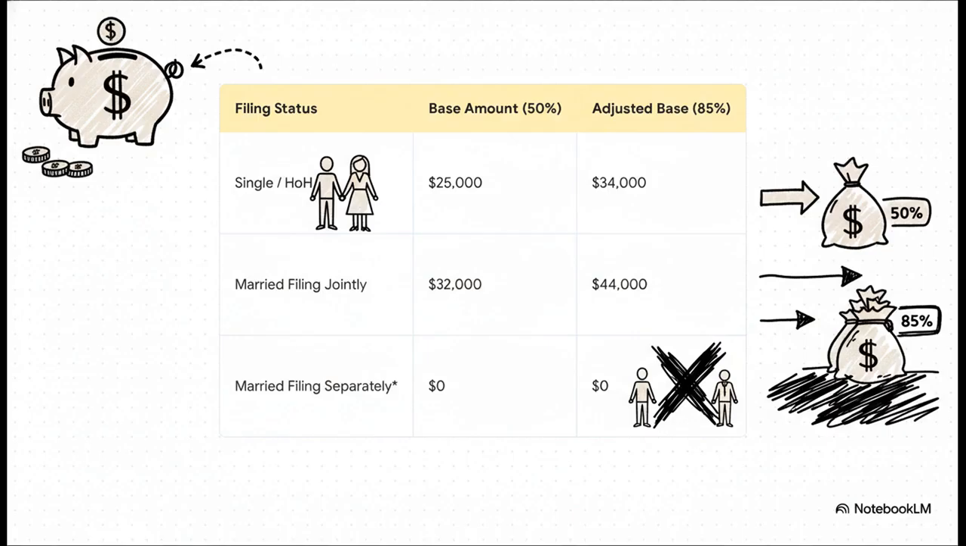But just look at that last line for married filing separately. The threshold is 0. And that is not a mistake. It's a deliberately punitive rule to keep couples from trying to game the system.